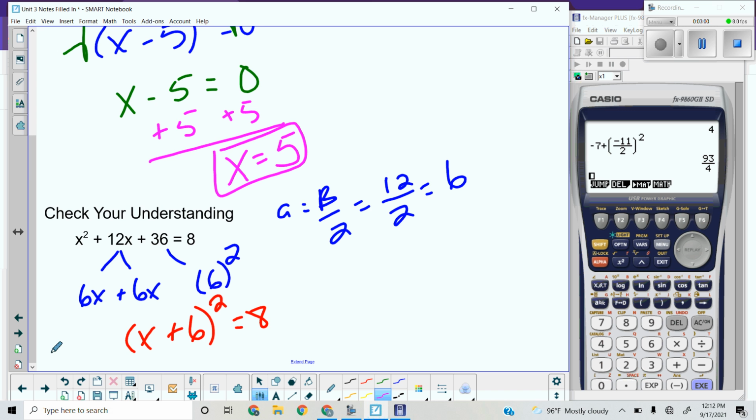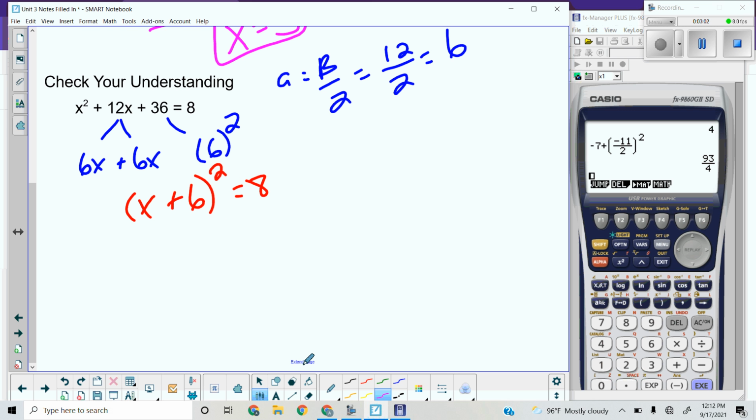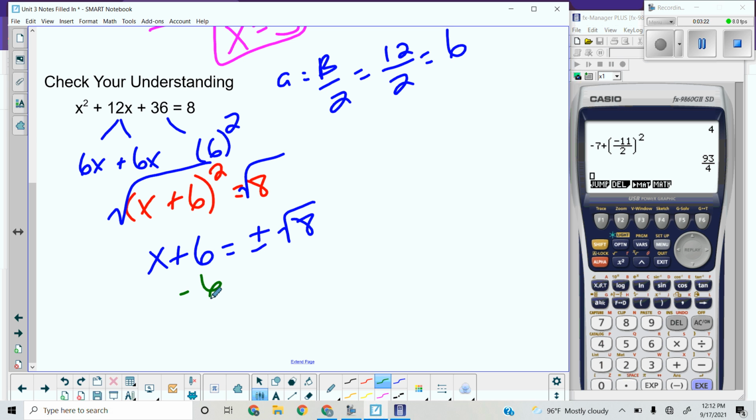All right. Square root both sides. So x plus 6 equals positive, negative, square root of 8. Subtract 6 on both sides.